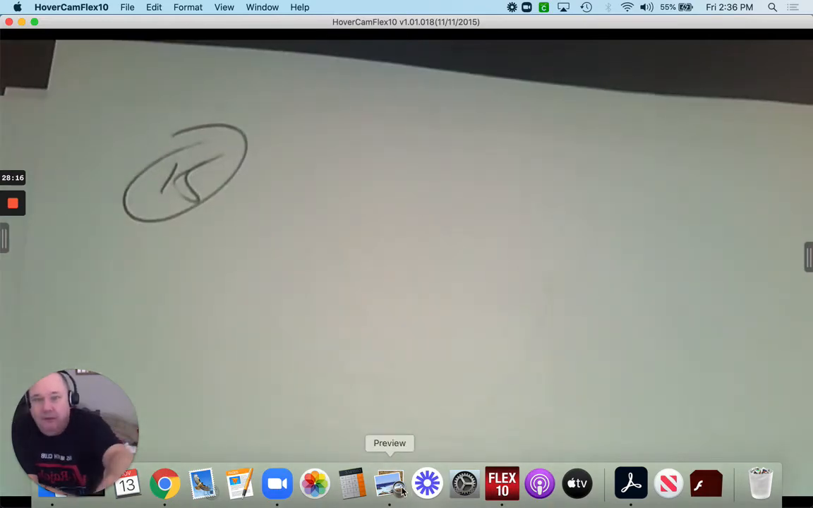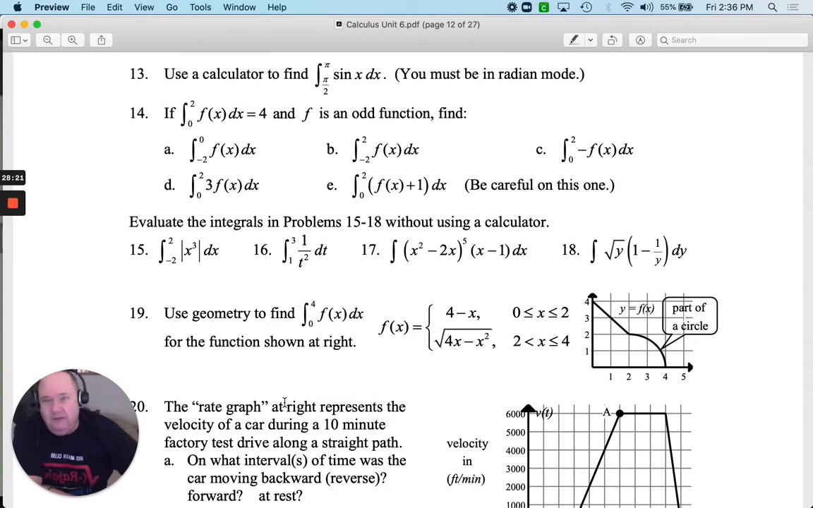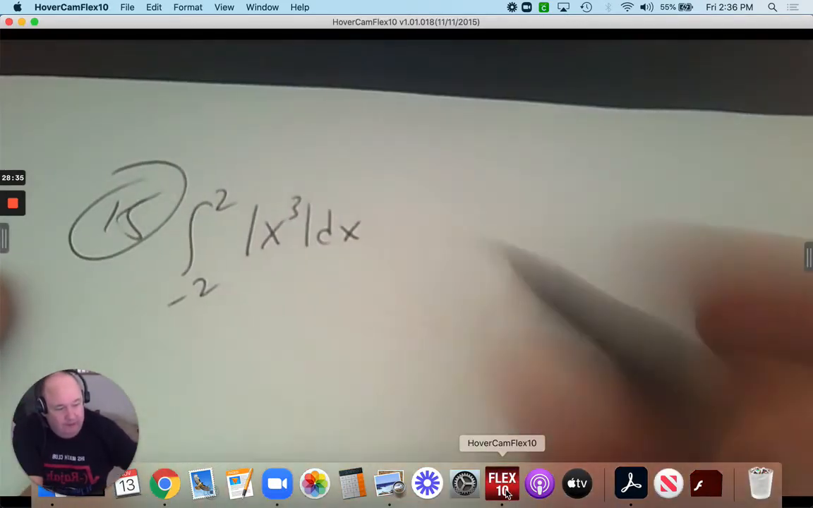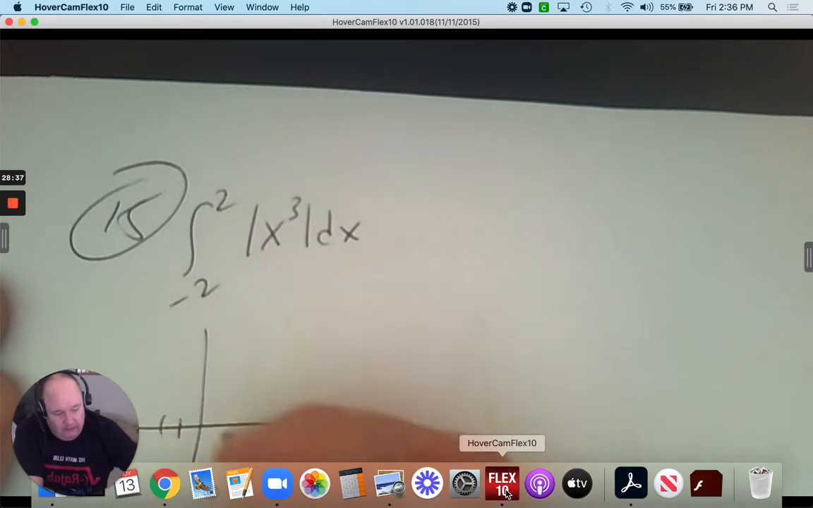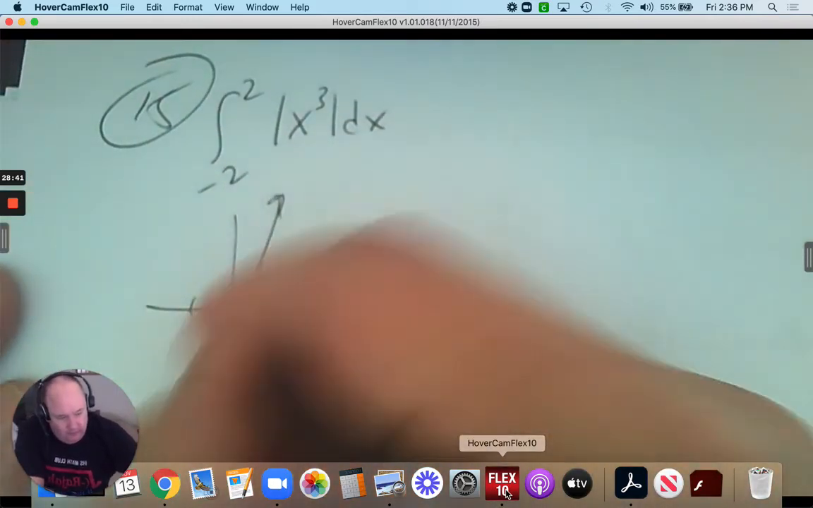Let me look at the question. Number 15, all of these we need to integrate without a calculator. So negative 2 to positive 2, the absolute value of x cubed dx. To understand this one, if you graphed from negative 2 to positive 2, this is what it would look like.